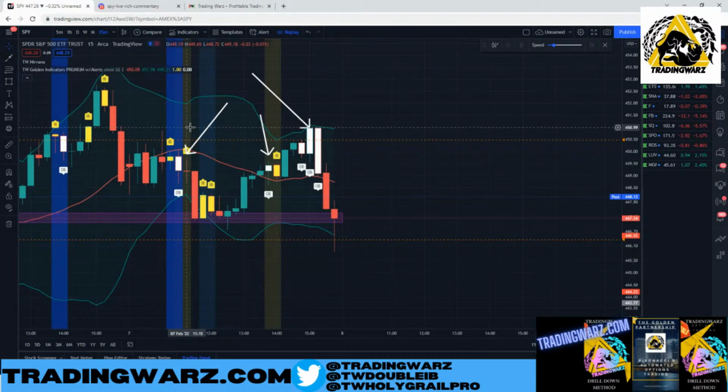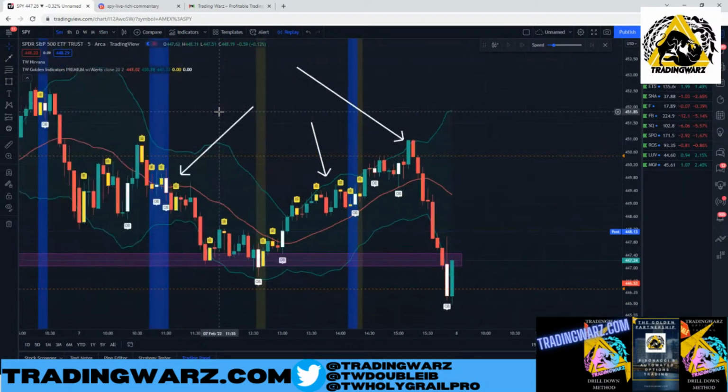Just be patient. Wait for the double inside bars because they mean that there's a lot more traps going on in here. There's a lot more traders that can be stopped out. And that's what we want to do. As a trader, we want to identify that and we want to come in and we want to make money when that happens. Okay. So there we go.